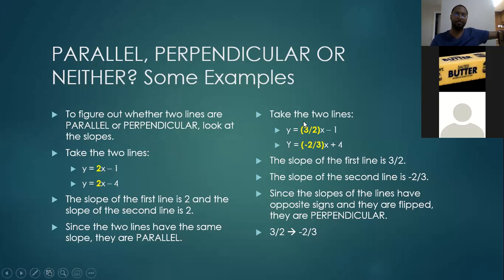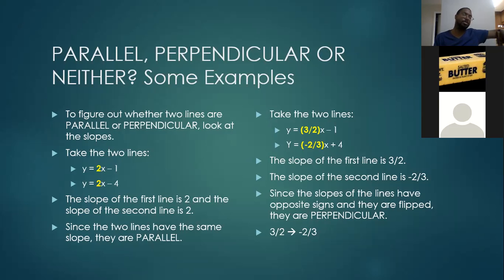All right, secondly, let's say I have 3/2 and -2/3. Well, let's look at the 2 of them. Are they the same? No. This is that, and that's this. They're different. Okay, so they're not parallel to each other. I can look at that and tell they're not parallel.